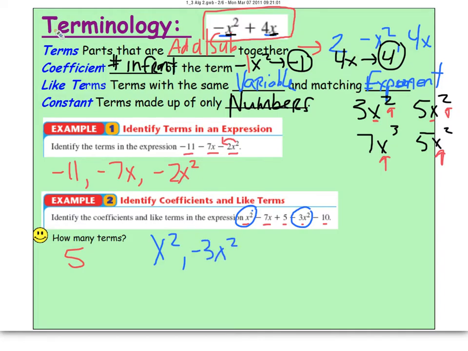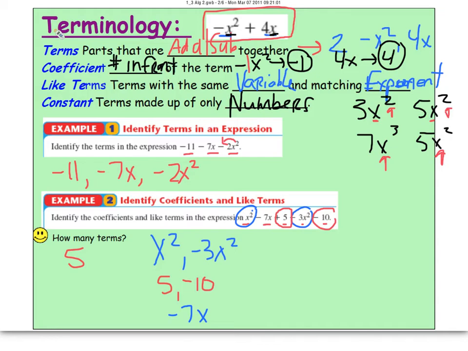We do have another set of like terms. We have the numbers, the constant. We have a plus 5 and a negative 10. So 5 and negative 10 are both numbers. And then we have only one x term, and that is just going to be negative 7x with no like partner.